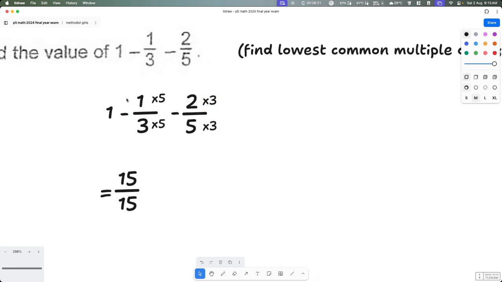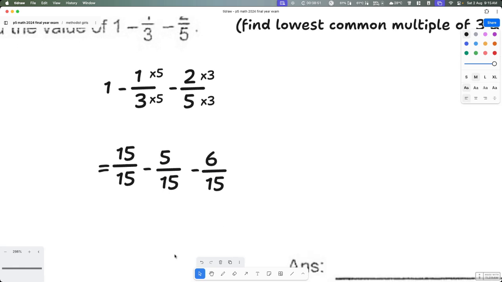From here, what we can get is 15/15, which is 1. After that, 5 times 1 is 5. Pretty straightforward. Then the next one is 2 times 3. What do you think 2 times 3 will give us? This will give us 6/15. So 5/15 then minus 6/15.